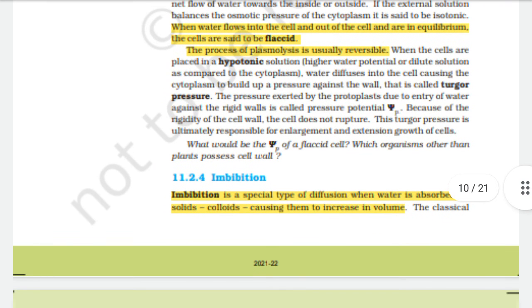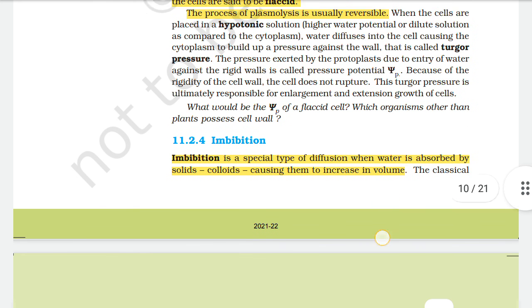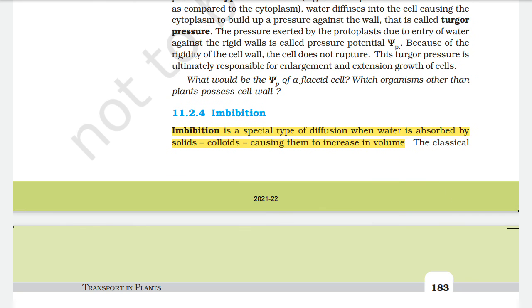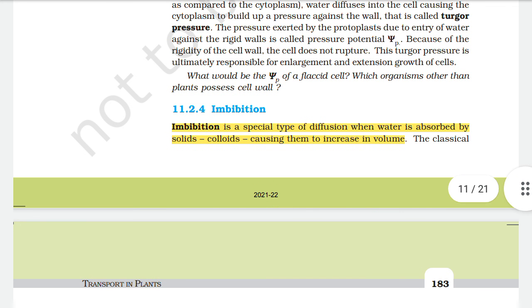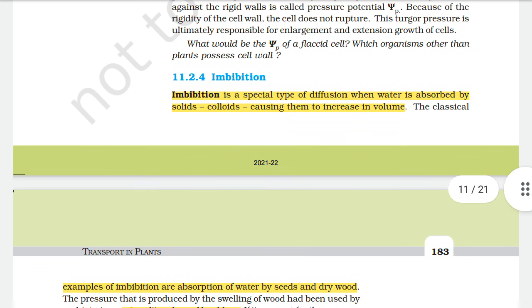Next topic is imbibition. One question is there: what would be the pressure potential of a flaccid cell? Think. It will be zero, of course. Why zero? Because there is equilibrium, no pressure is there. Next, which organism other than plants possesses a cell wall? There are various organisms like fungi. Fungi also have a cell wall made up of chitin. So this possesses a cell wall.